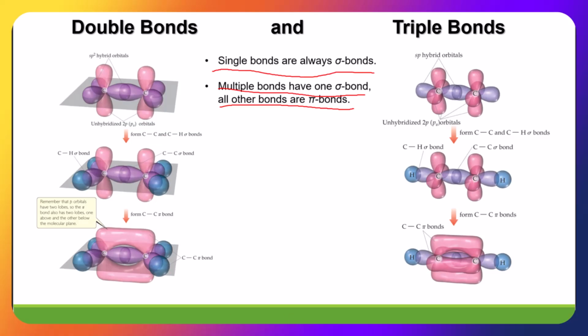Honestly, if you just count, here's the deal. Every single bond is 1 sigma. Every double bond is 1 sigma, 1 pi. Every triple bond is 1 sigma and 2 pi bonds. Pretty much all you need to know.